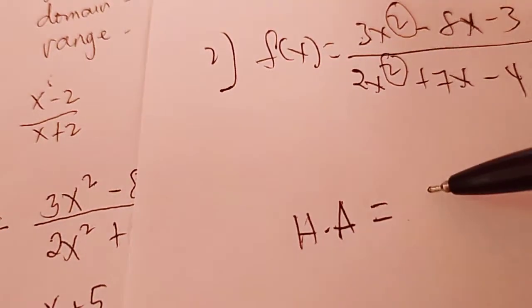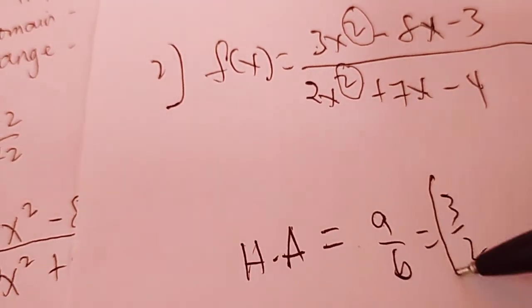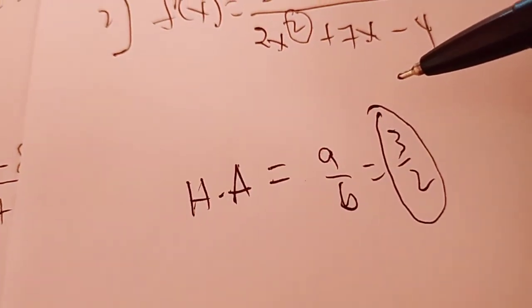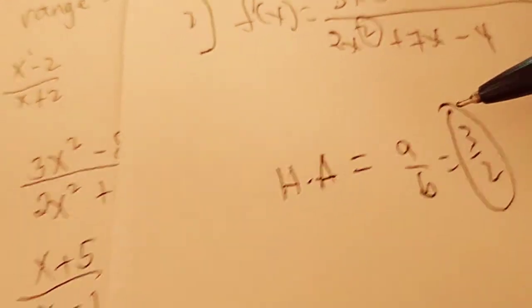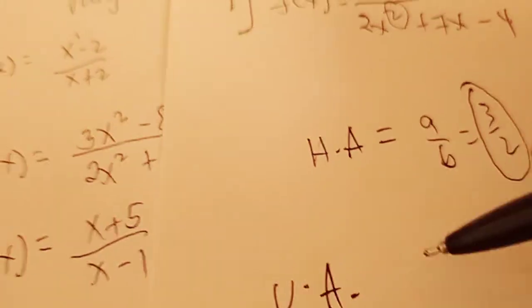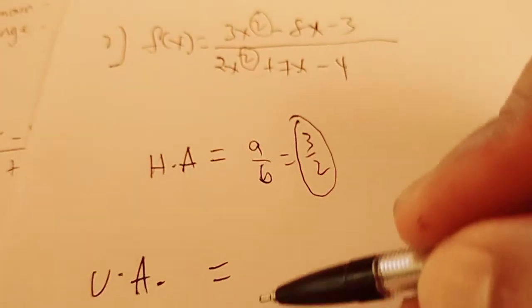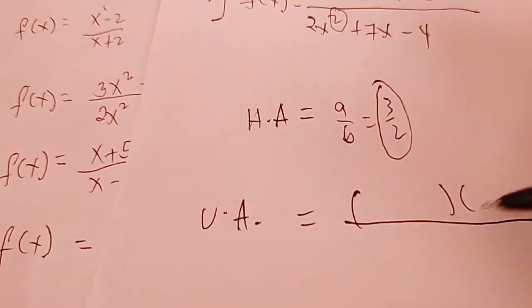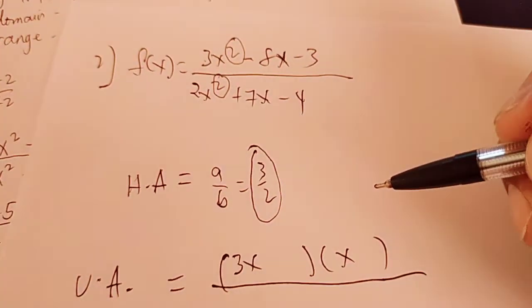Kukunin natin si a over b is equal to 3 over 2. So, ito na yung horizontal asymptote natin, ano? 3 over 2 or 3 halves or 1.5. Yan yung horizontal asymptote. Yung vertical asymptote. So, ipa-factor muna natin siya. This is factorable, yung numerator. Paano natin siya ipa-factor? Kalitan natin ng konti. So, this is also equal to 3x times x is 3x squared.